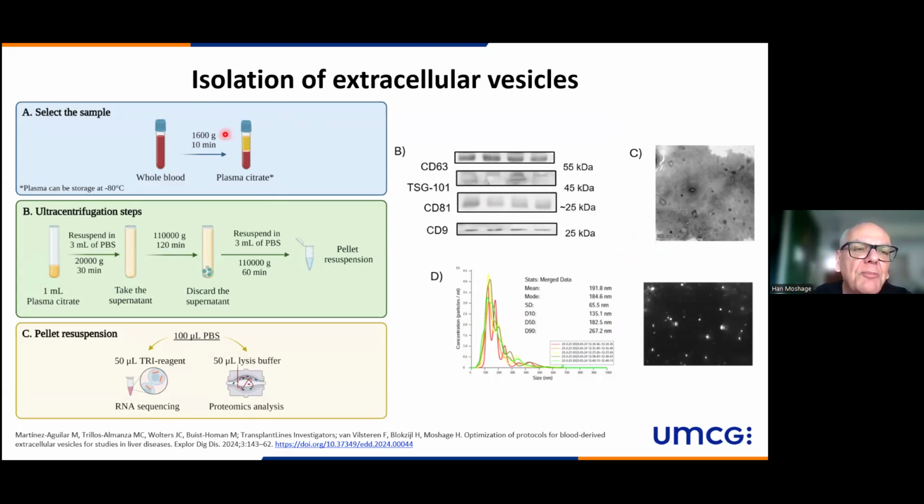So this is an example for the isolation of vesicles from blood. It is isolated by a series of centrifugations and ultracentrifugations. And in the end, we have a small amount of extracellular vesicles, which we can analyze by mass spectroscopy, by proteomics analysis, or we can sequence all the RNA in it, or we can look for specific proteins. These are markers for extracellular vesicles.